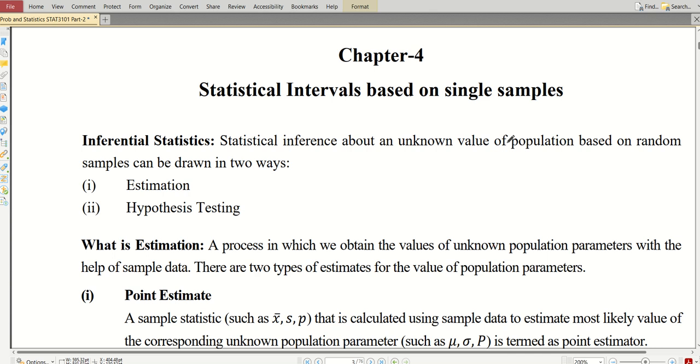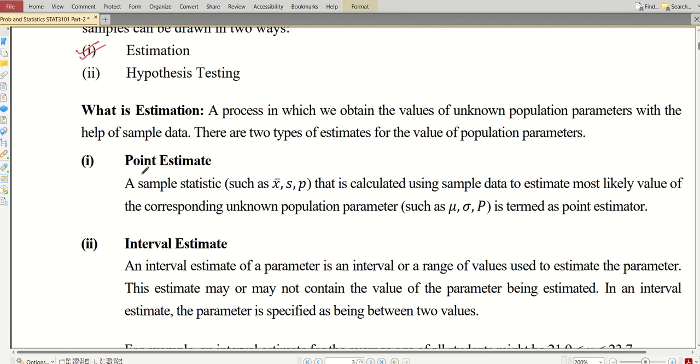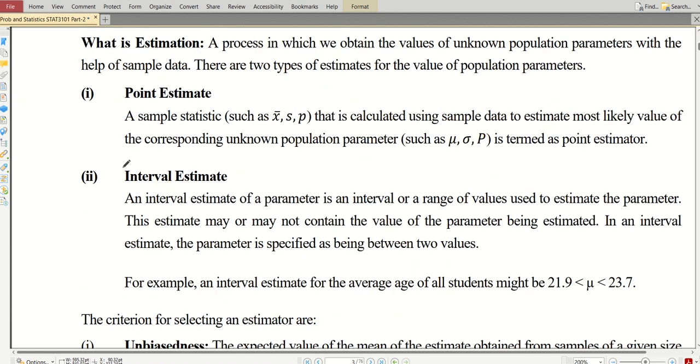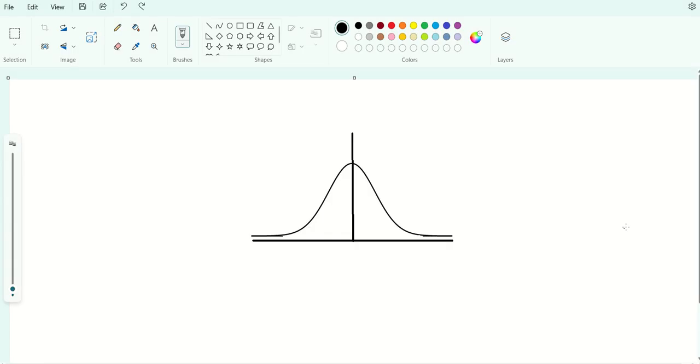Hello students. In this video, we are going to discuss the R program for chapter number 4. In chapter 4, we are discussing estimation. In particular, we will discuss interval estimation for the true mean. Before I start, I want to explain a little about the normal curve.